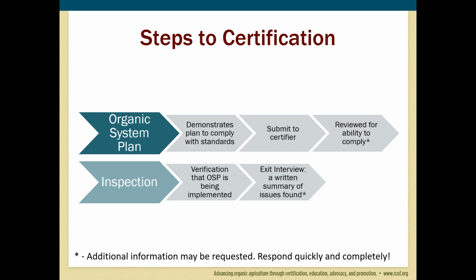The inspector's job is really to verify, observe, and identify issues of concern. But a common misconception about the inspection process is that the inspector makes the final decision. That's not actually the case. The inspector leaves you at the end of the inspection with a written summary of issues of concern and any missing information, and that's called the exit interview. And you can see it here on the slide. But that is not the final certification decision.